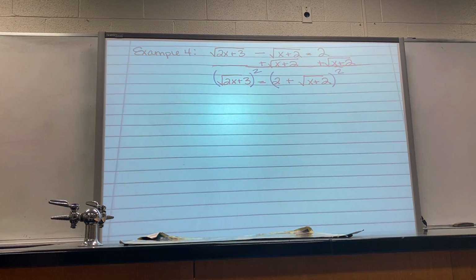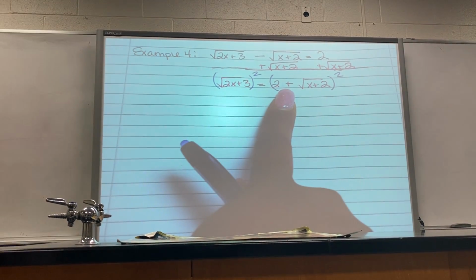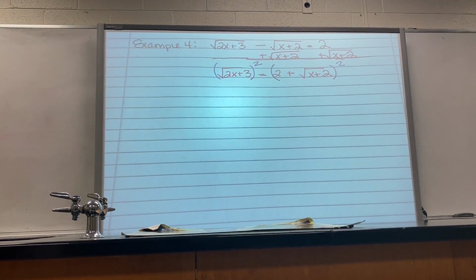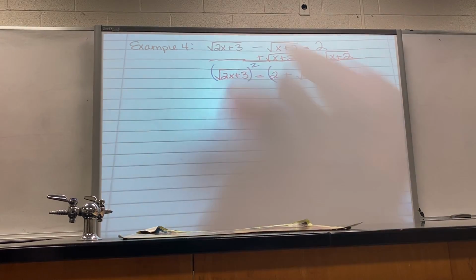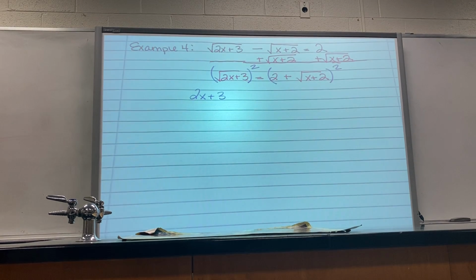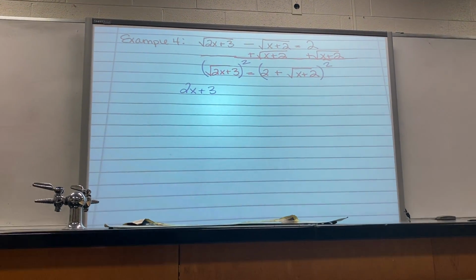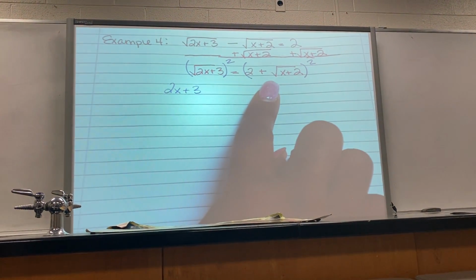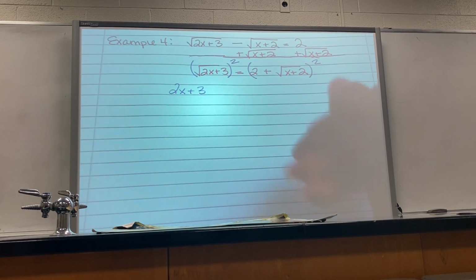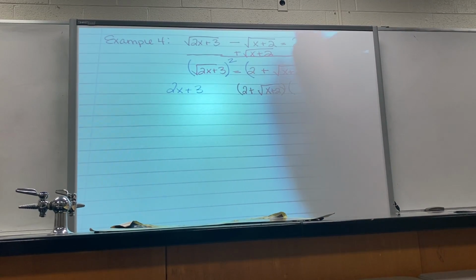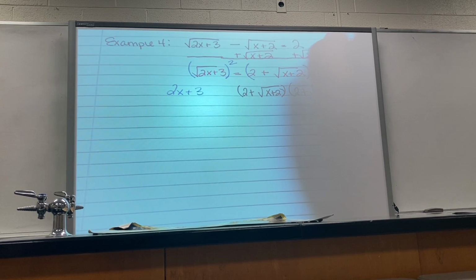Unlike in the previous example, I have a plus sign here. So I'm going to do it very separate as opposed to together using multiplication. So when I square this left side, I've got 2x plus 3. But when I go to square that right side, things start looking real weird. Because I've got 2 of these sets of parentheses. So I have to actually multiply out 2 plus square root of x plus 2 times 2 plus square root of x plus 2.